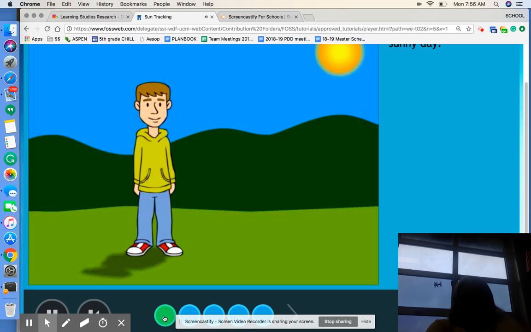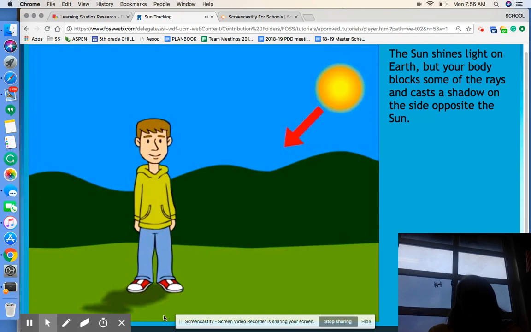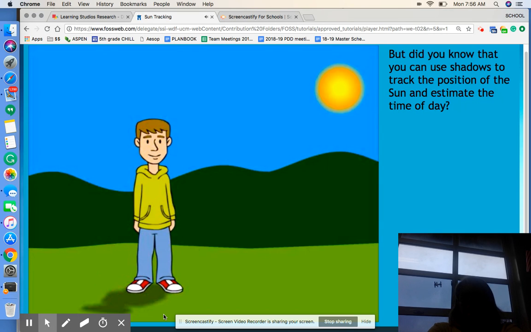You've seen your shadow when you're outside on a sunny day. The sun shines light on Earth, but your body blocks some of the rays and casts a shadow on the side opposite the sun. But did you know that you can use shadows to track the position of the sun and estimate the time of day?